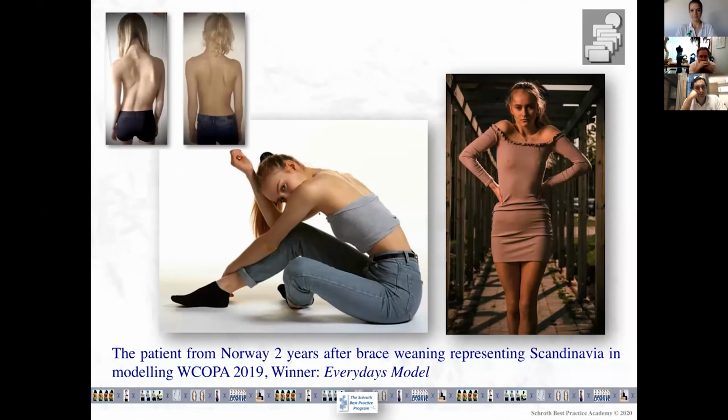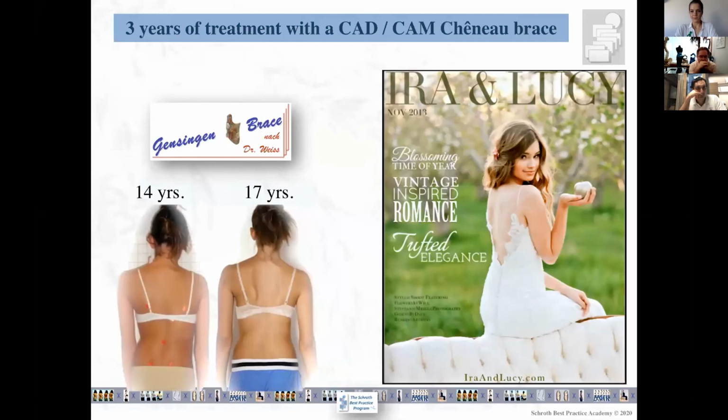And another example, a very nice lady. She started with Risser 4 at 14 years old, and she used a brace for 3 years. And at the end, she had a very nice body shape, a very nicely balanced trunk, and now she's working as a wedding model and has a good quality of life.